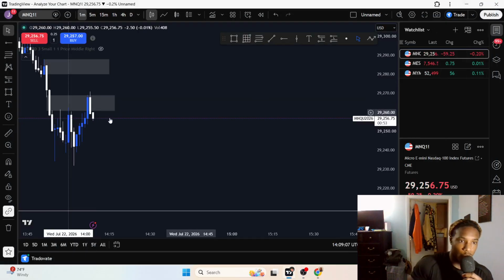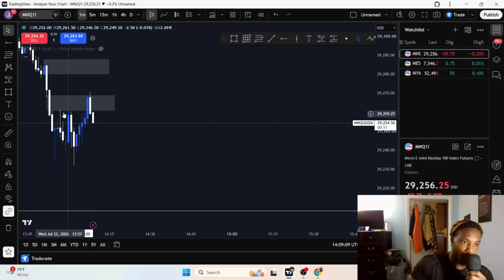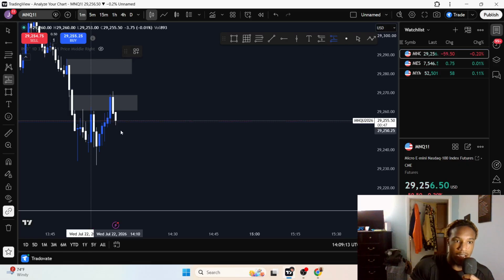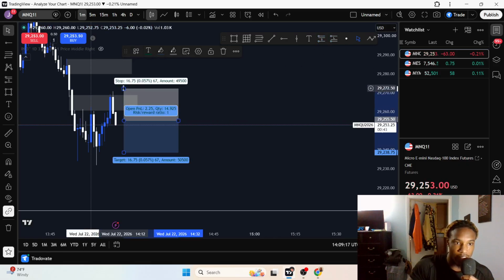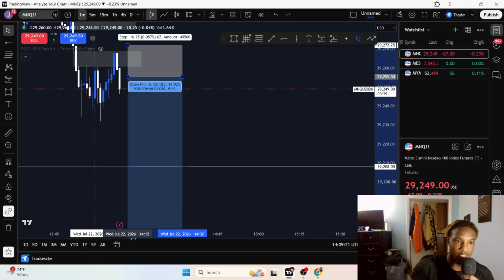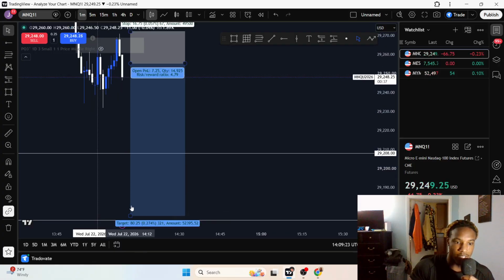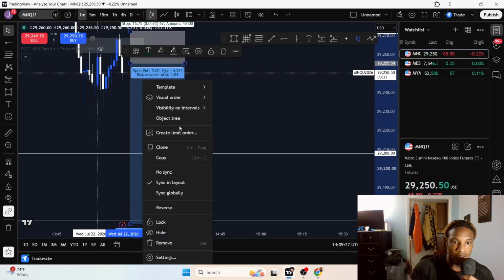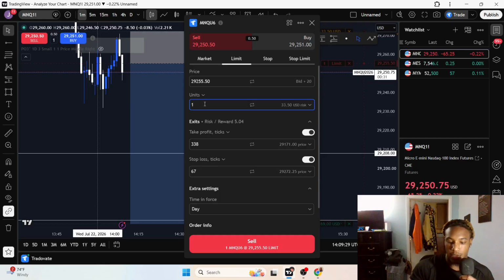All right, guys. So we got the manipulation. We close out of this range, and as you can see, we're capitulating back to the downside. I am thinking of using this fair value gap as my, Jesus Christ, I'm about to miss my entry again. I'm thinking about using this fair value gap as my stop loss.